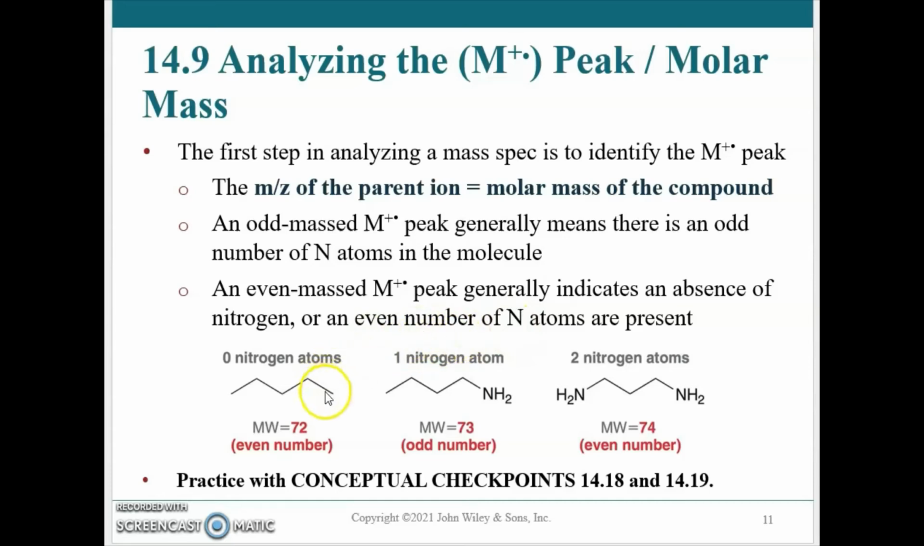And here are some examples on the pentane structure. With pentane, the nominal mass is 72. It's an even number. There are no nitrogens. With one nitrogen, we have an odd number of 73, and the molecular ion would be 73. If we have two nitrogens, we go back to an even number. We have a parent ion mass of 74.